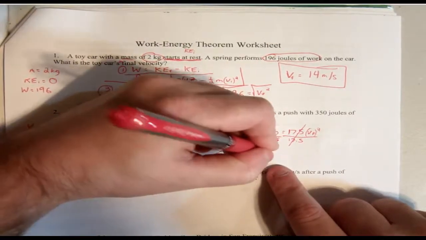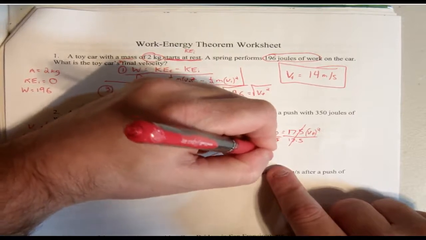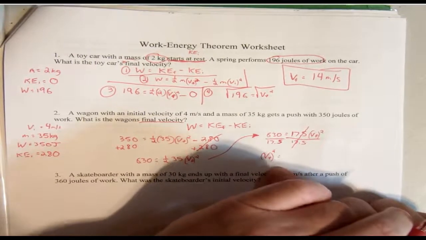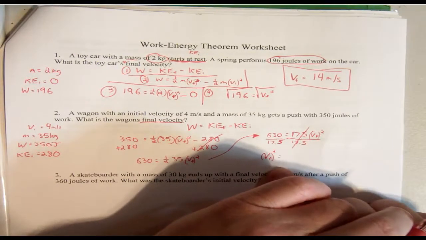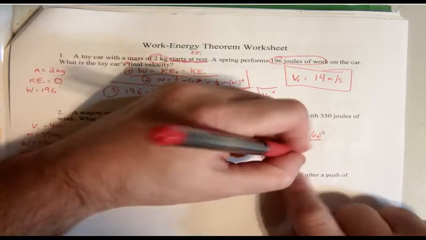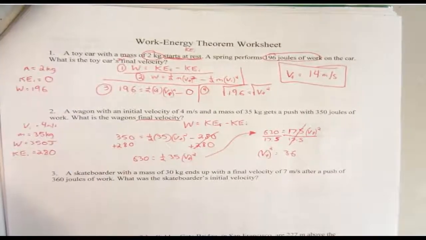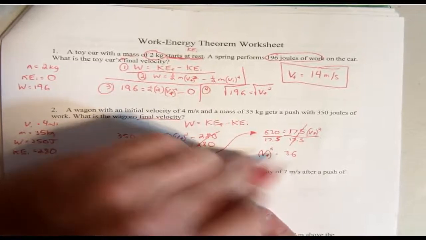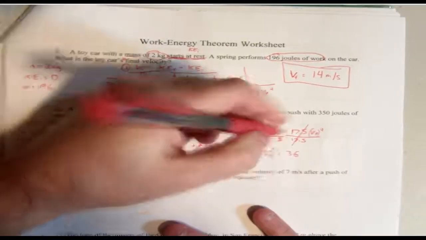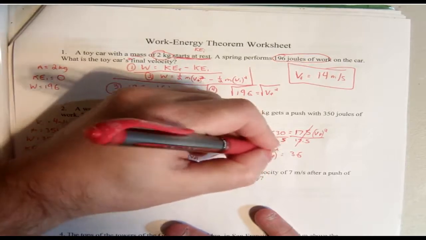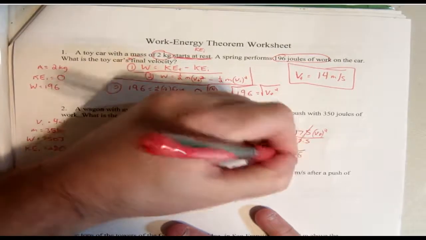Final velocity squared equals 630 divided by 17.5. I think that's 36, so I'm going to say it's 36. This is awesome. Why is it awesome? Because we know we're going to have to square root this, and this is a perfect square. So we square root this to get rid of this little 2 here. Which means we have to square root that.